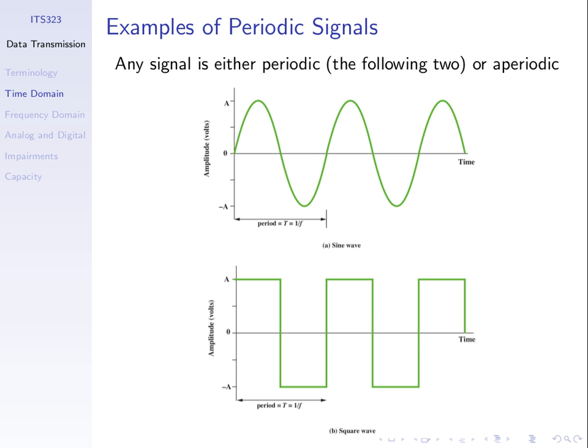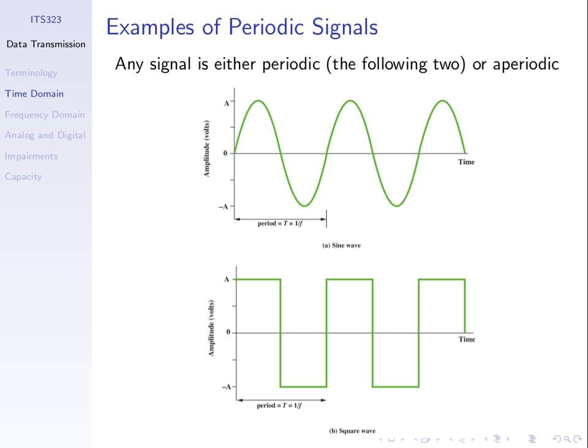We can have periodic signals or aperiodic signals. So periodic, it repeats. Both of these are periodic. The first signal is just a sine wave, which repeats over time. And it has some period after which it repeats and repeats and repeats. So in this case, the period is from the starting point here to this point, after which it repeats.